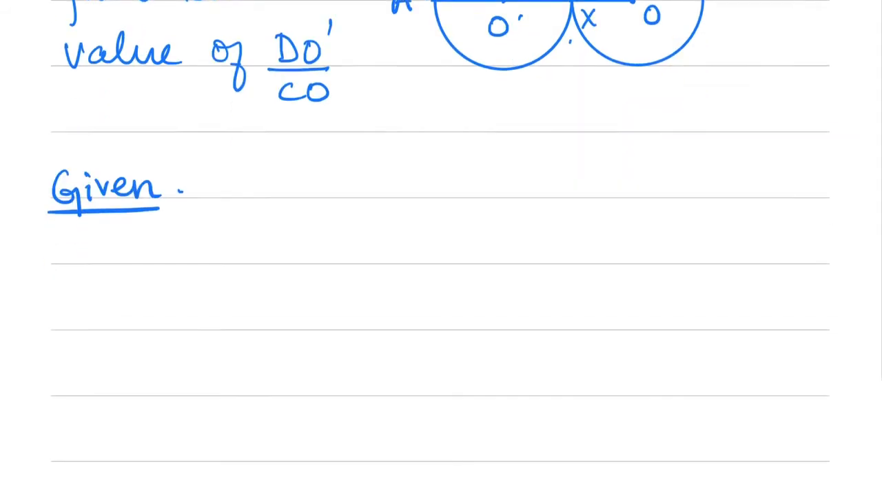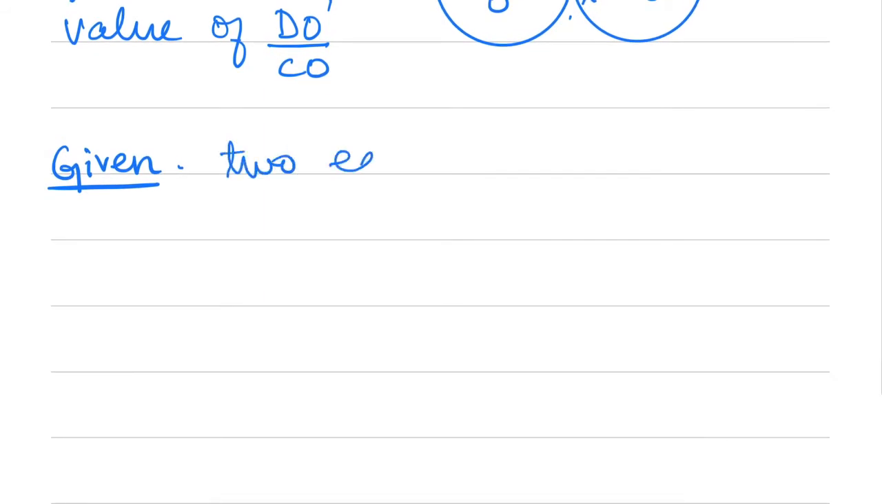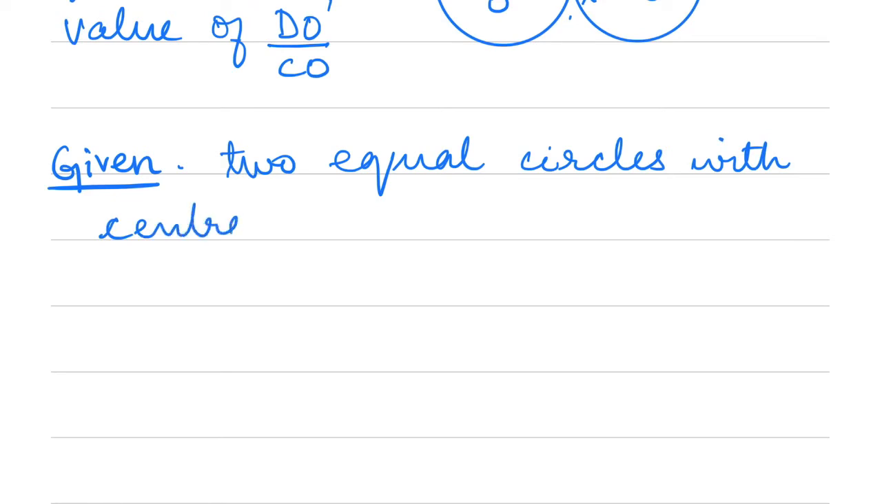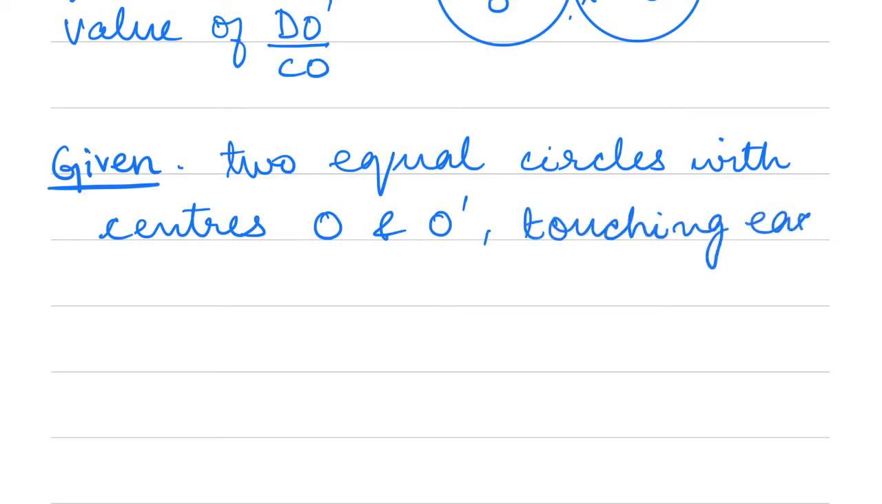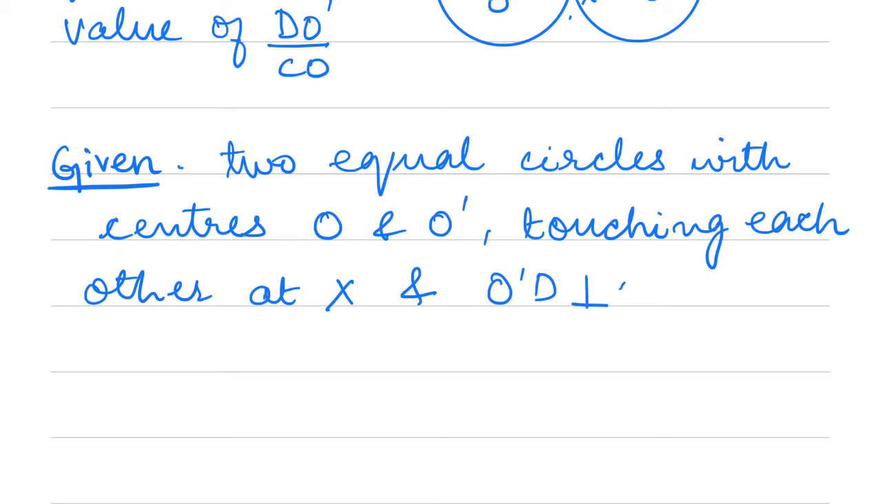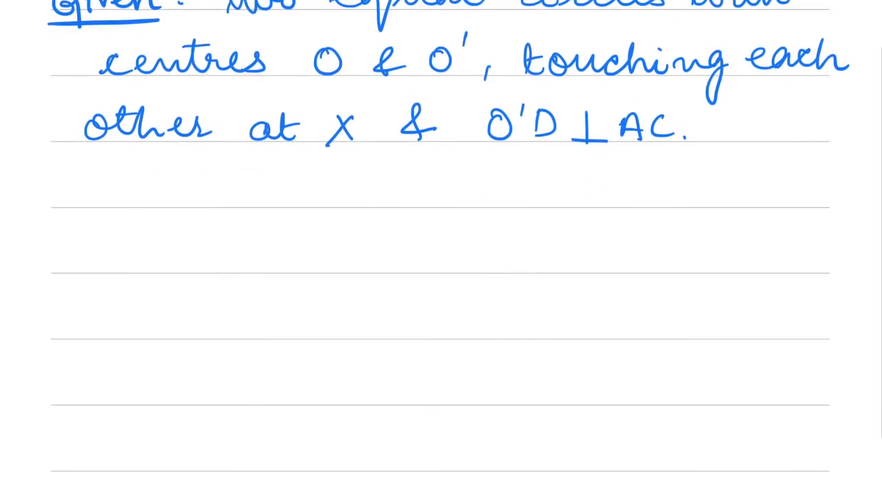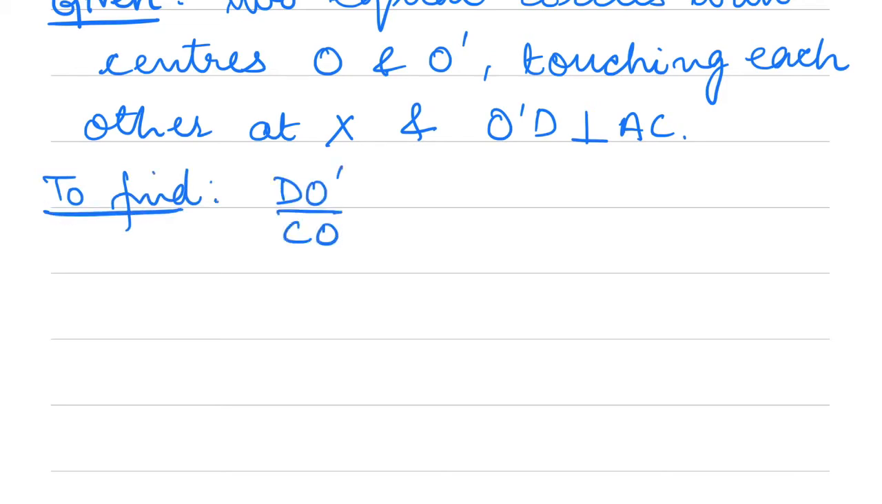We are given two equal circles with centers O and O dash touching each other at X, and we are also given O dash D is perpendicular to AC. Okay, and we have to find DO dash by CO.